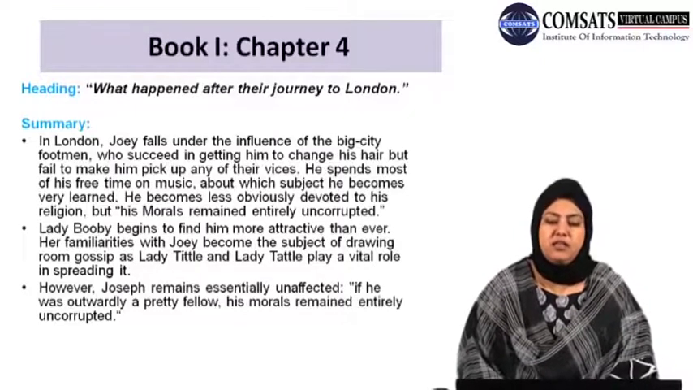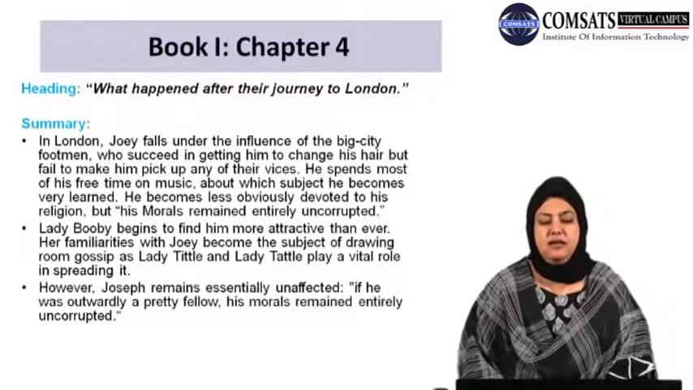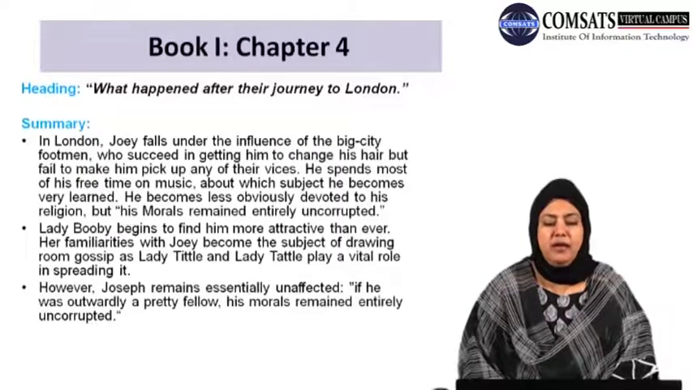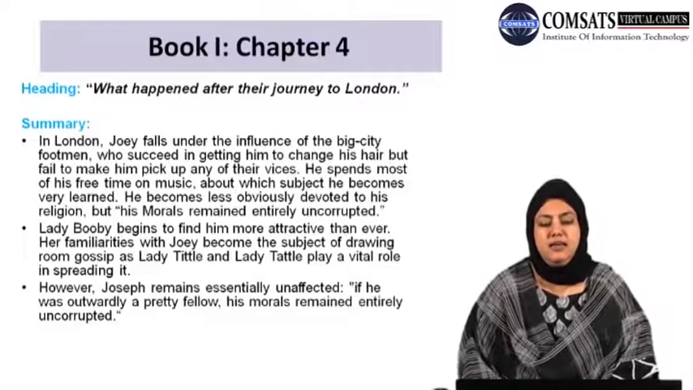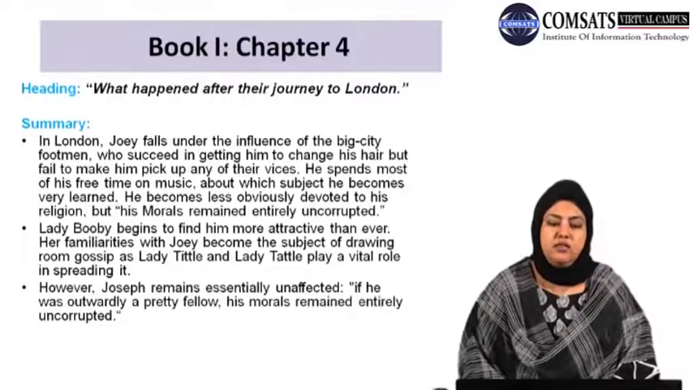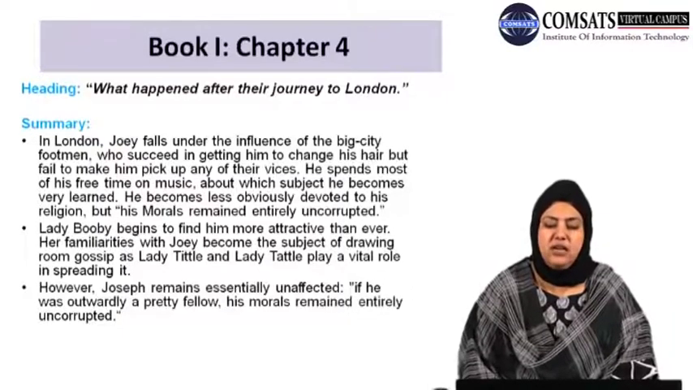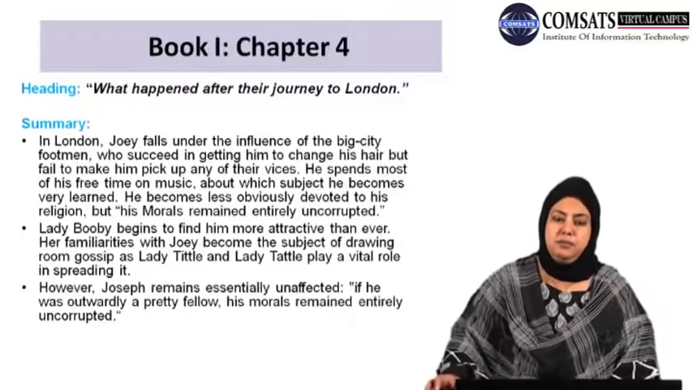Lady Booby begins to find him more attractive than ever. Her familiarities with Joey become the subject of drawing room gossip, as Lady Tittle and Lady Tattle play a vital role in spreading that. So the other women, the kind of women Lady Booby would have as friends who are also like her, they would have drawing room gossip, and Lady Tittle and Lady Tattle are again representative characters of all these gossip women, or these women who would indulge in loose talk about different affairs. However, Joseph remains essentially unaffected. If he was outwardly a pretty fellow, his morals remained entirely uncorrupted.